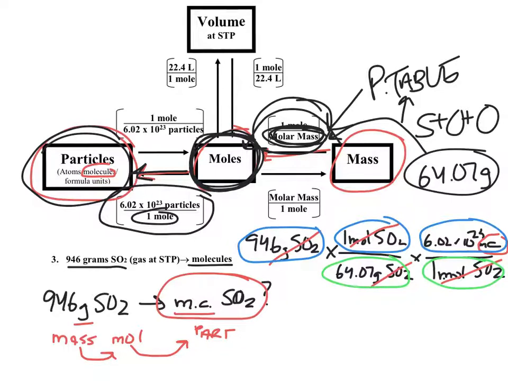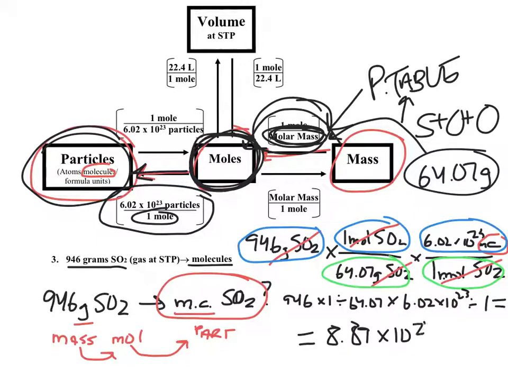All right? So if we can write that out really quick, it would be 946 times 1 on top, divided by 64.07 on the bottom, times 6.02 times 10 to the 23rd on top, divided by 1, and hit the equals. When you put that in your calculator and get everything out, you end up getting about 8.89 times 10 to the 24th molecules of SO2. So still tons of molecules.